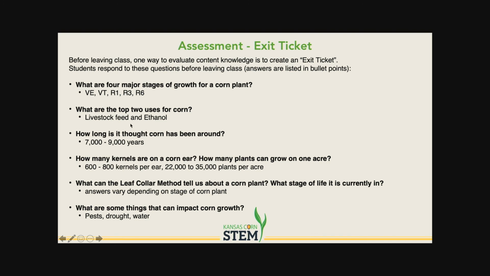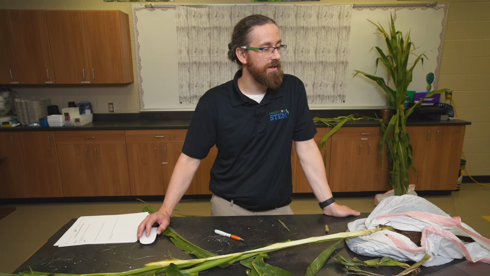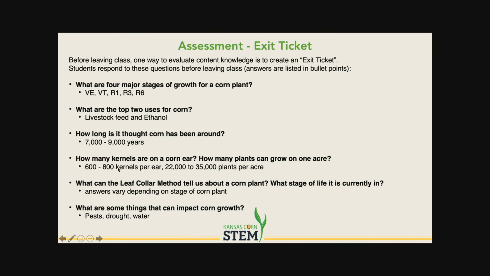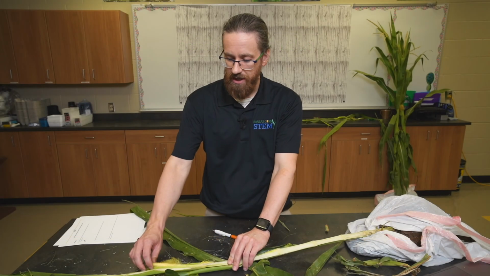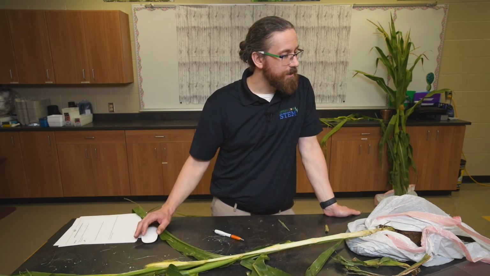Top uses of corn. This is really good. And again, on the Kansas Corn STEM website, they have a nice poster right there that shows all the different uses. It's in color. It's really great. That's also going to be used in some of our labs here. And then how many kernels are on the ear of corn? Again, that's 600 to 800. And then the leaf collar method, right? How do you determine that, which we just did, right? We were kind of seeing that there was 15 nodes, right, or V15, but we knew that it was in the reproductive stage because of our ear of corn, the underdeveloped silks, and the tassel at the top.